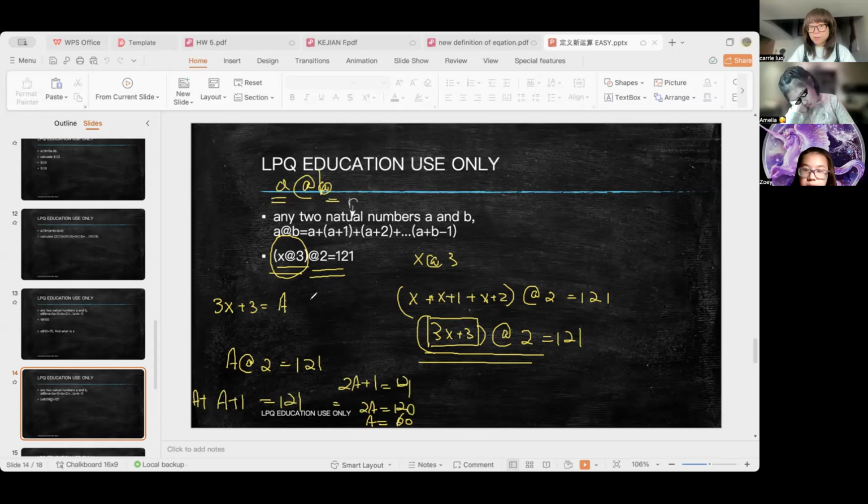So I'm going to go back to this one. So 3x plus 3 equals 60. So 3x equals 57. So x equals 90.